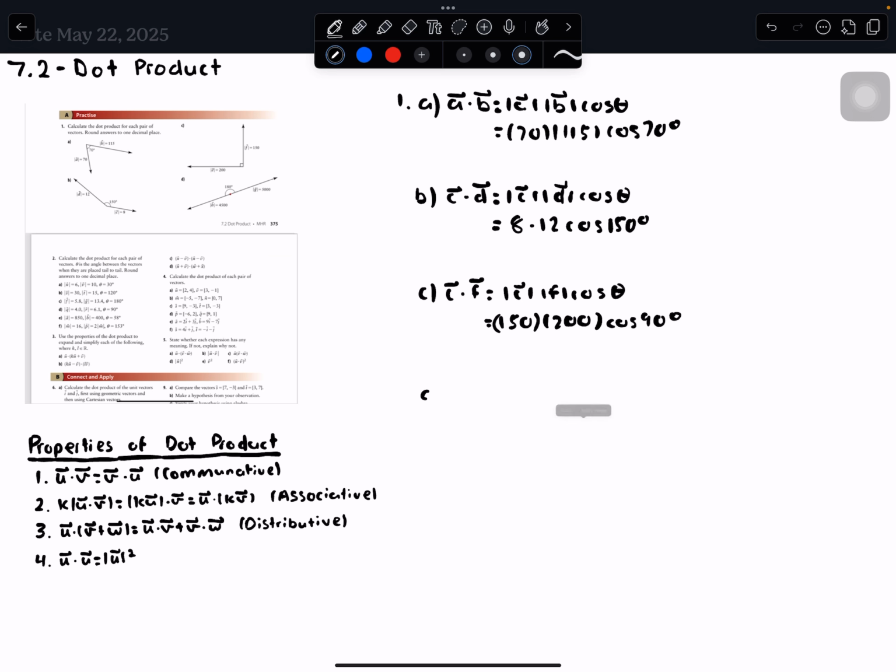And then d, we have g dot h, sorry. I never say times when you're dealing with vectors. The only operation synonymous with multiplication for vectors is the dot product, or you'll learn later on the cross product. So g dot h, cosine of theta, 5,000, 4,500, cosine of 180.